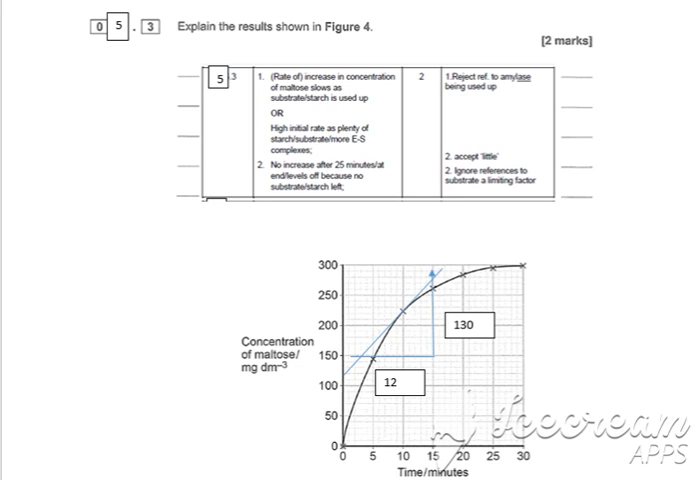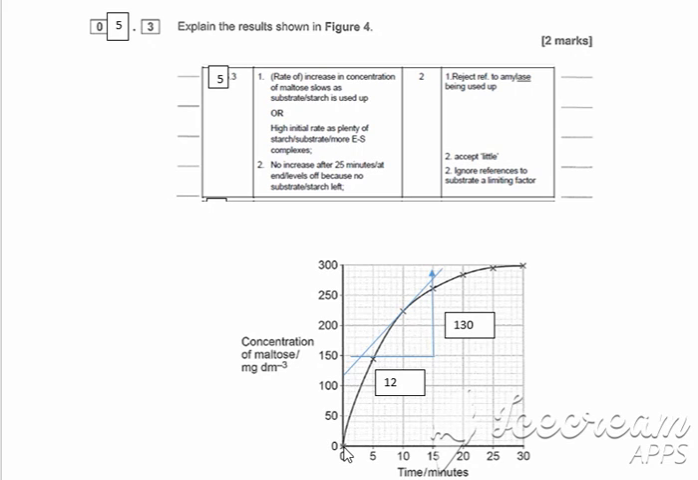Question 5.3 wants us to explain the results shown in figure 4, which is just at the bottom of this page for the example. So it's wanting you to explain why it is that as the time increases, initially the rate of reaction is fairly fast and then it starts to level off.